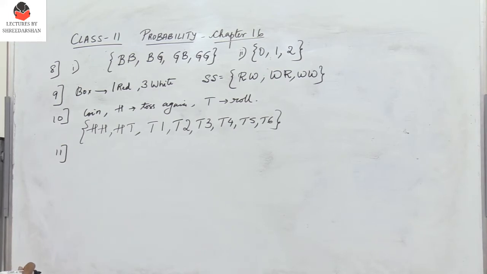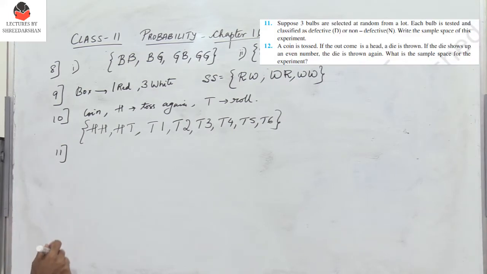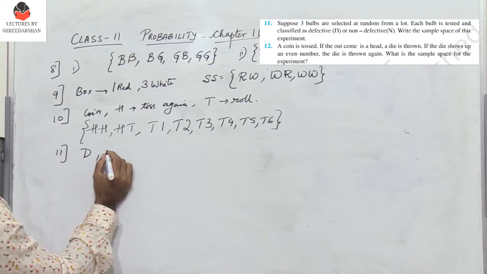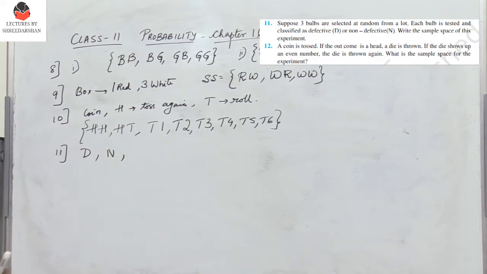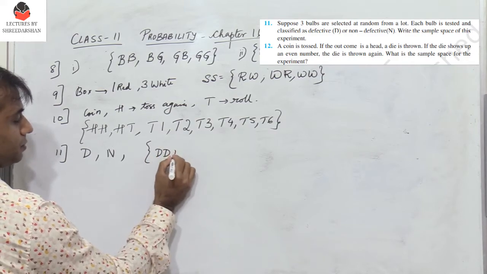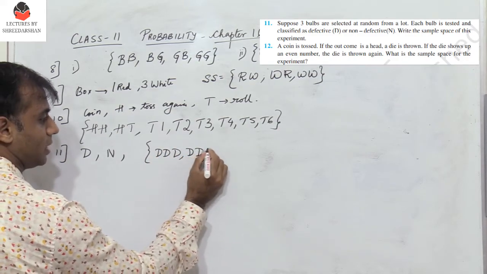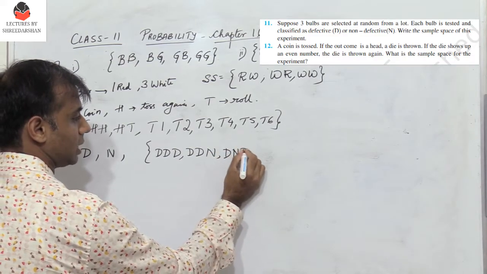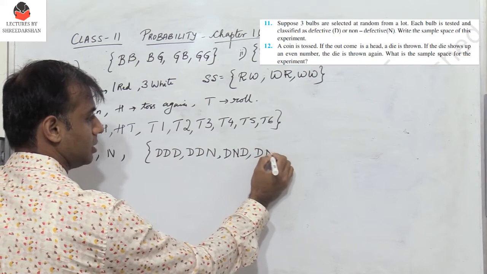11th one, 3 bulbs are selected at random from a lot. So you may have defective or non-defective. Write the sample space. So you're actually going to select 3 bulbs. So if I select 3 bulbs, all the 3 may be defective, or 2 may be defective and 1 not defective, or defective, not defective, defective, or defective, N, N.